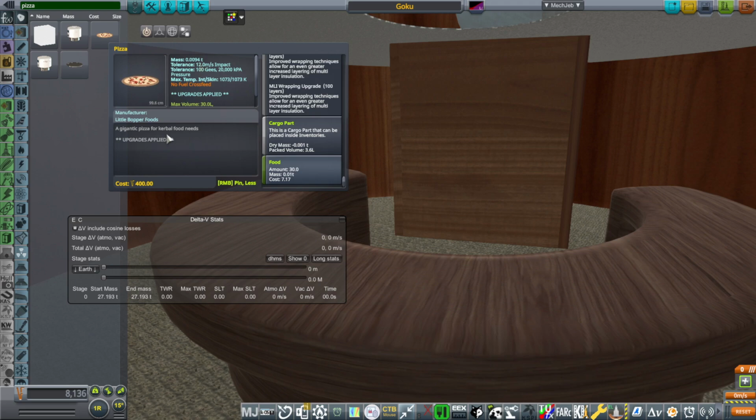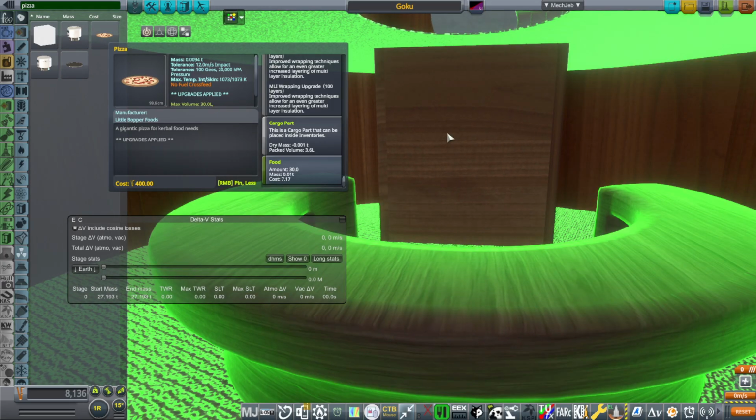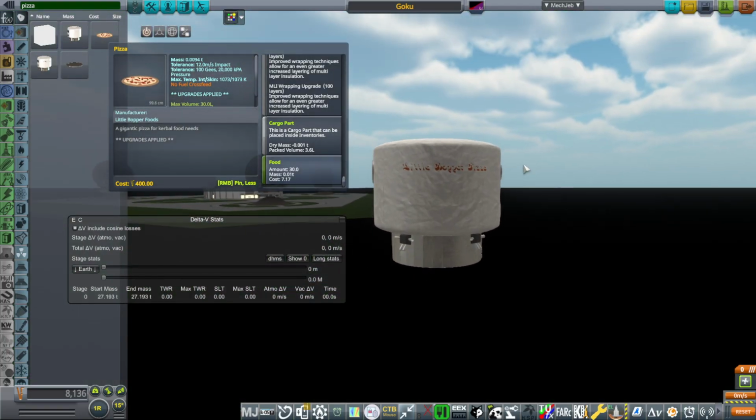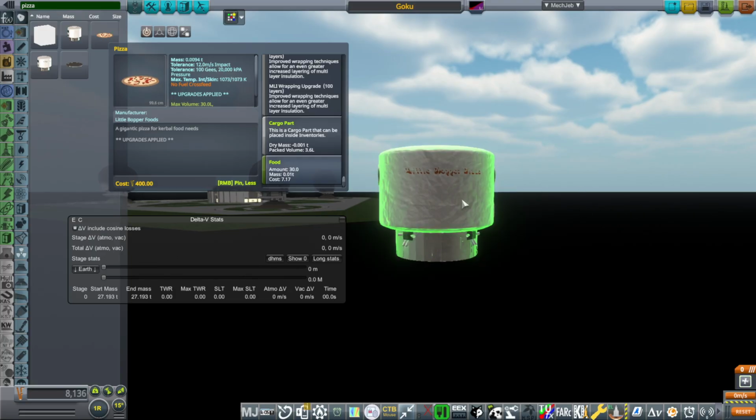It's a gigantic pizza for Kerbal food needs, as you can see. But it was all measured out correctly. I got the density of flour and the whole business just to make a pizzeria. Yep. So that's another kind of HAB.